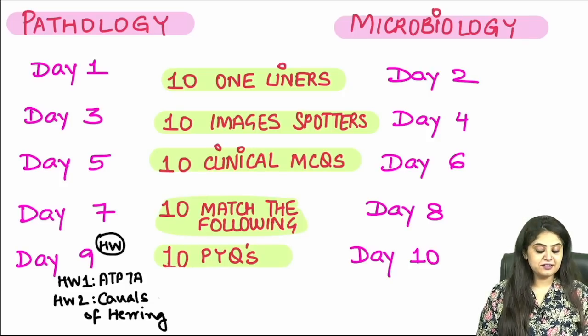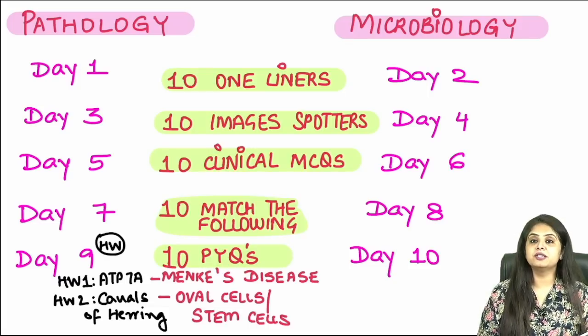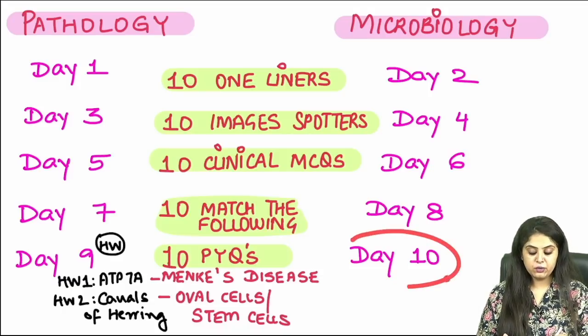But before that, yesterday's homework was ATP 7A gene mutation because 7B was seen in Wilson disease and 7A, as told rightly by you in the comments yesterday, is Menkes disease. And also the canals of Herring, which are present in the liver, they contain the oval cells, which are the stem cells of the liver having regenerative ability. So let's get going on day 10.